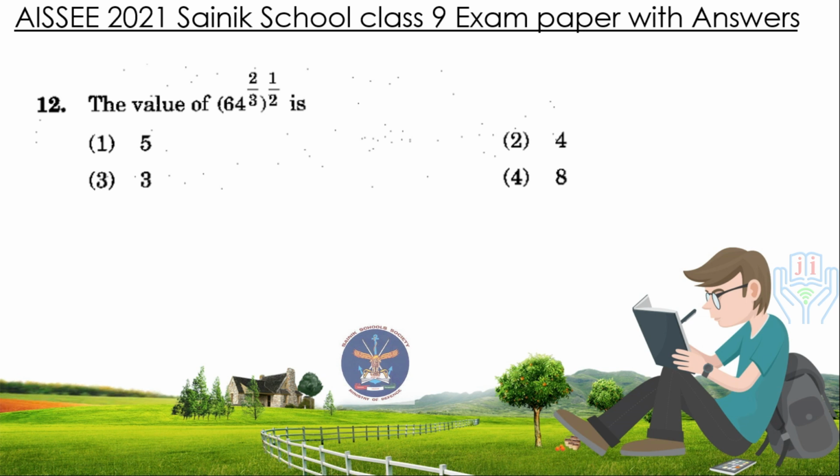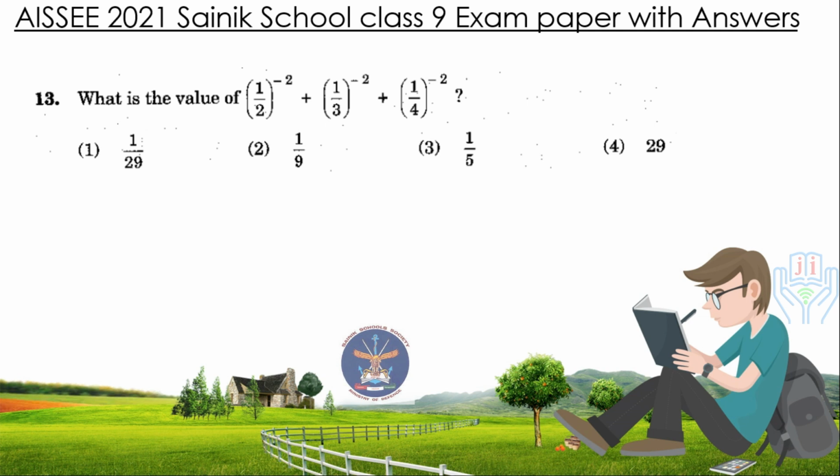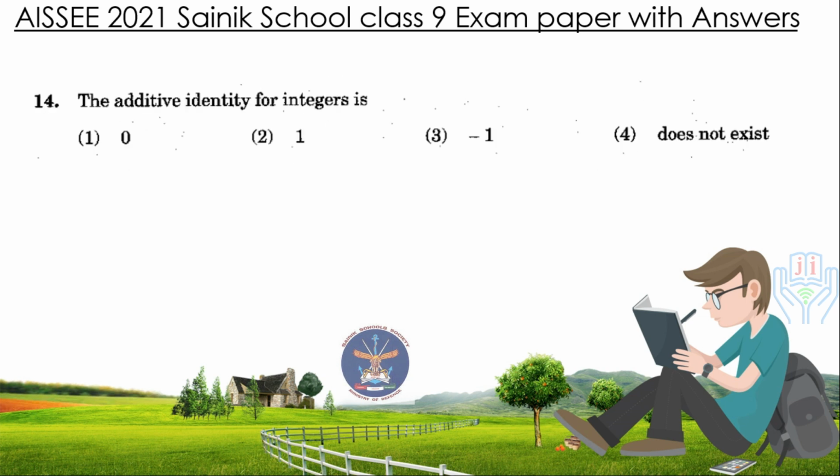The value of 64 to the power of 2 by 3 to the power of 1 by 2 is. Answer 4. What is the value of 1 by 2 to the power of minus 2 plus 1 by 3 to the power of minus 2 plus 1 by 4 to the power of minus 2? Answer 29. The additive identity for integers is always be 0.